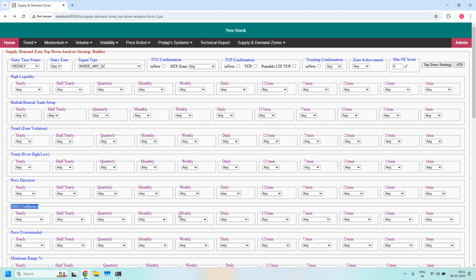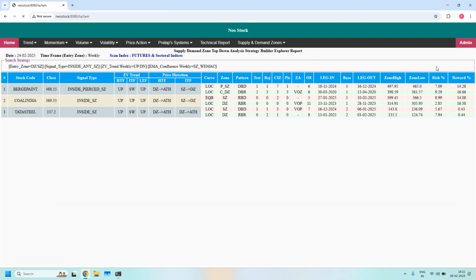In the EMA confluence, weekly time frame, setting the filter, weekly supply zone having weekly EMA confluence. Trend on the weekly should not be sideways. So it can be up or down. Now 3 stocks. These 3 weekly supply zones are having weekly EMA confluence.